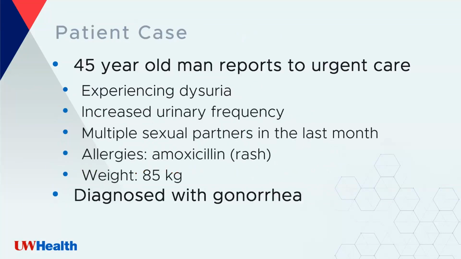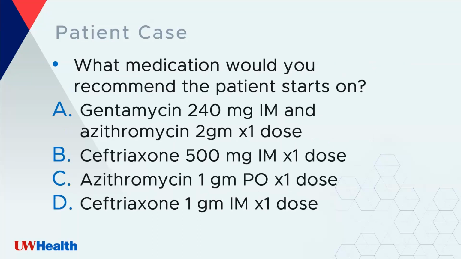Next, we have a 45-year-old male that reports to urgent care. He's having dysuria and increased urinary frequency, and he's had multiple sexual partners in the last couple months. He does have a notable allergy to amoxicillin, which he had a couple years back and developed as a rash, and he weighs 85 kilos. He was diagnosed today at urgent care with gonorrhea. What medication would you recommend this patient starts on? A, gentamicin with azithromycin. B, ceftriaxone 500 milligrams. C, azithromycin 1 gram. Or D, 1 gram of ceftriaxone.